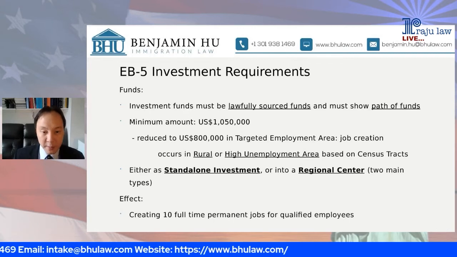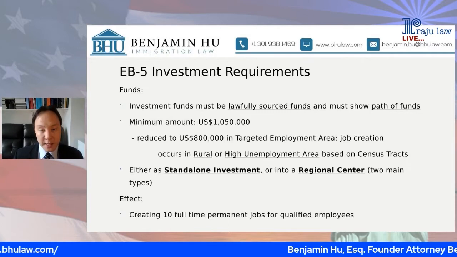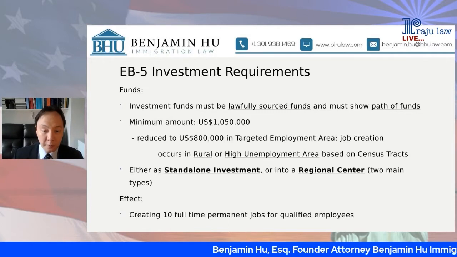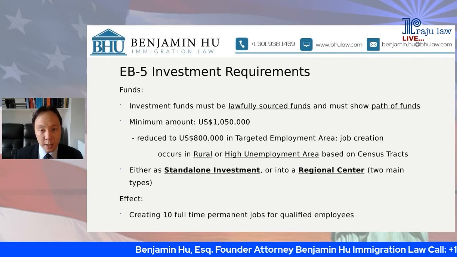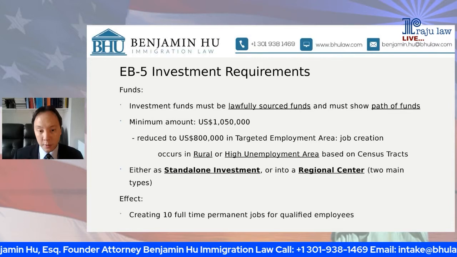Now, the normal minimum amount is $1,050,000 US, $1.05 million. And if you invest that amount, it doesn't really matter where you invest it. It can be anywhere inside America. And as long as you create 10 jobs, then you have the eligibility for the green card.